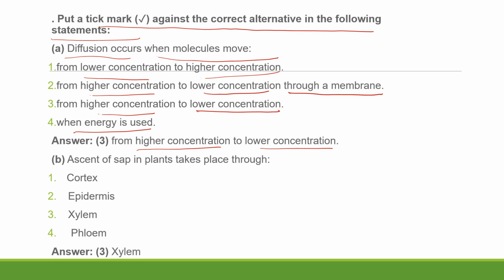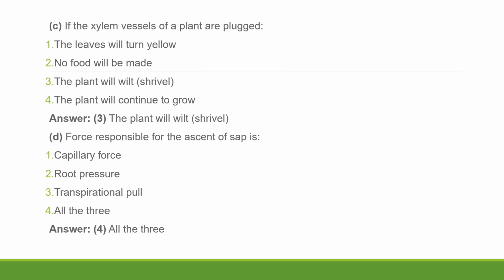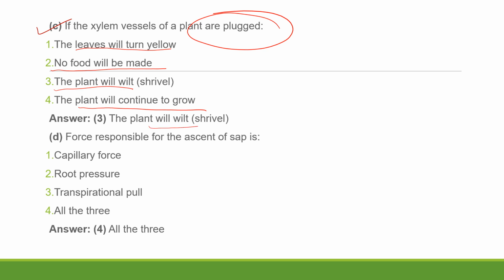Now the next question is, ascent of sap in plants takes place through cortex, epidermis, xylem or phloem. Ascent of sap always takes place through the xylem. Now the next question is, if the xylem vessels of a plant are plugged, then what will happen? The leaf will turn yellow, no food will be made, the plant will wilt, or the plant will continue to grow. You are plugging the xylem vessel, so what will happen? The plant will wilt or shrivel. So this will be the answer.